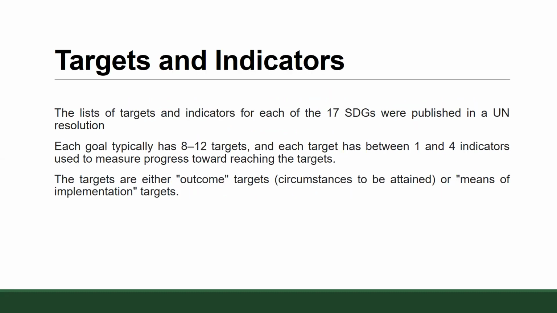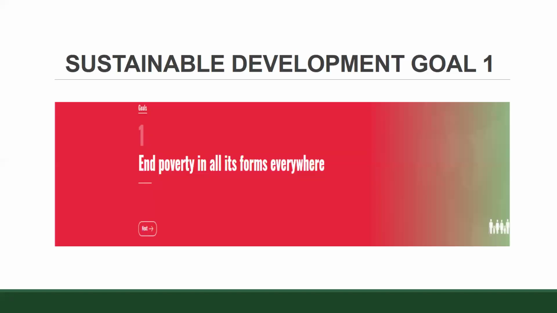Targets and indicators. The lists of targets and indicators for each of the 17 SDGs were published in a UN resolution. Each goal typically has 8 to 12 targets, and each target has between 1 to 4 indicators used to measure progress towards reaching the targets. The targets are either outcome targets, circumstances to be attained, or means of implementation targets.